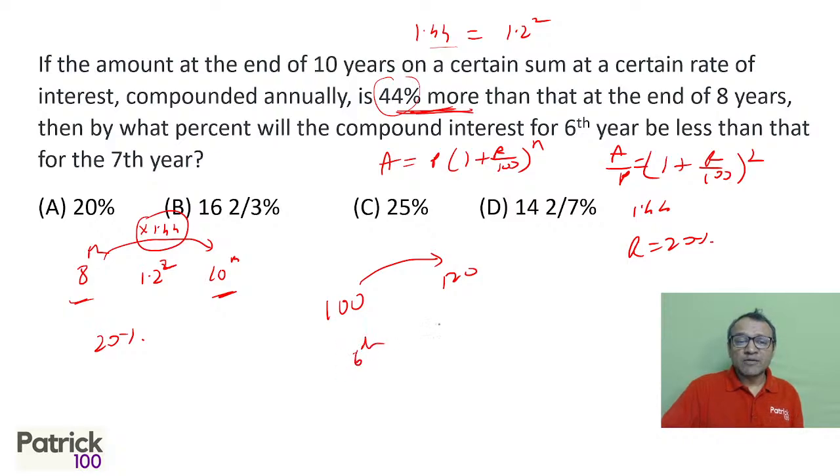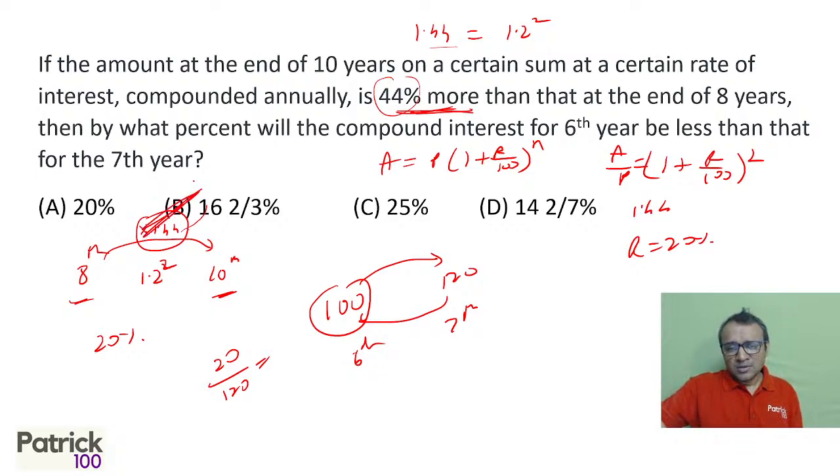From the 6th year to the 7th year, so you have to come back. How much is 100 less than 120? 20 out of 120, which is 16 2 by 3 percent.